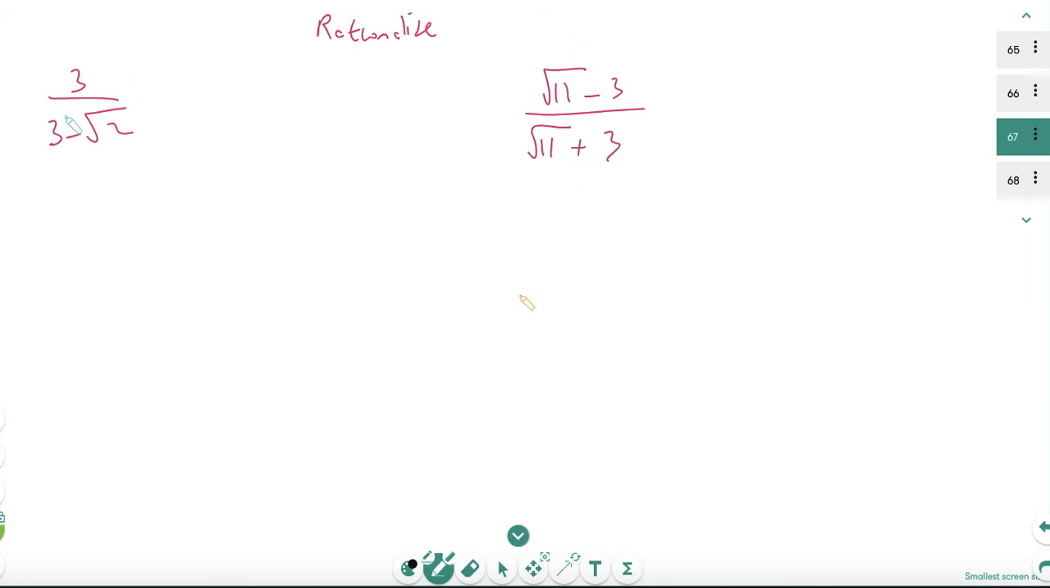In this case, whenever you see a number being added or subtracted, what you're going to do is multiply it by the opposite. So instead of multiplying by 3 minus root 2, we're going to do 3 plus root 2. And then the same thing on top, 3 plus root 2. So let's expand the brackets.